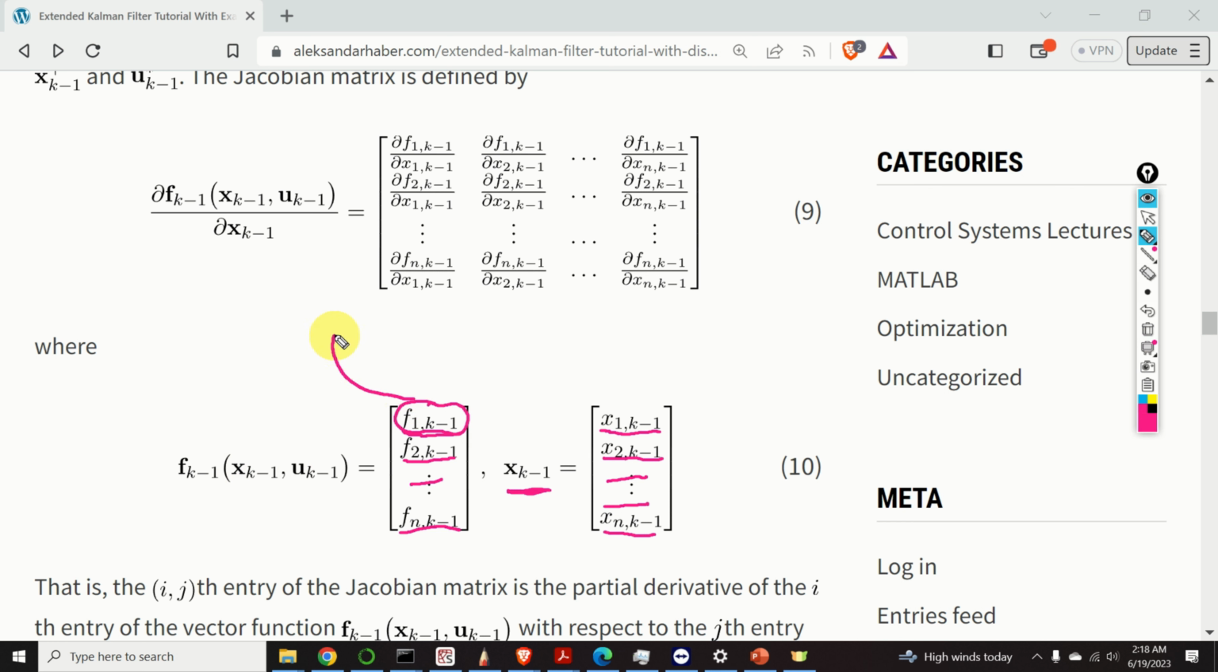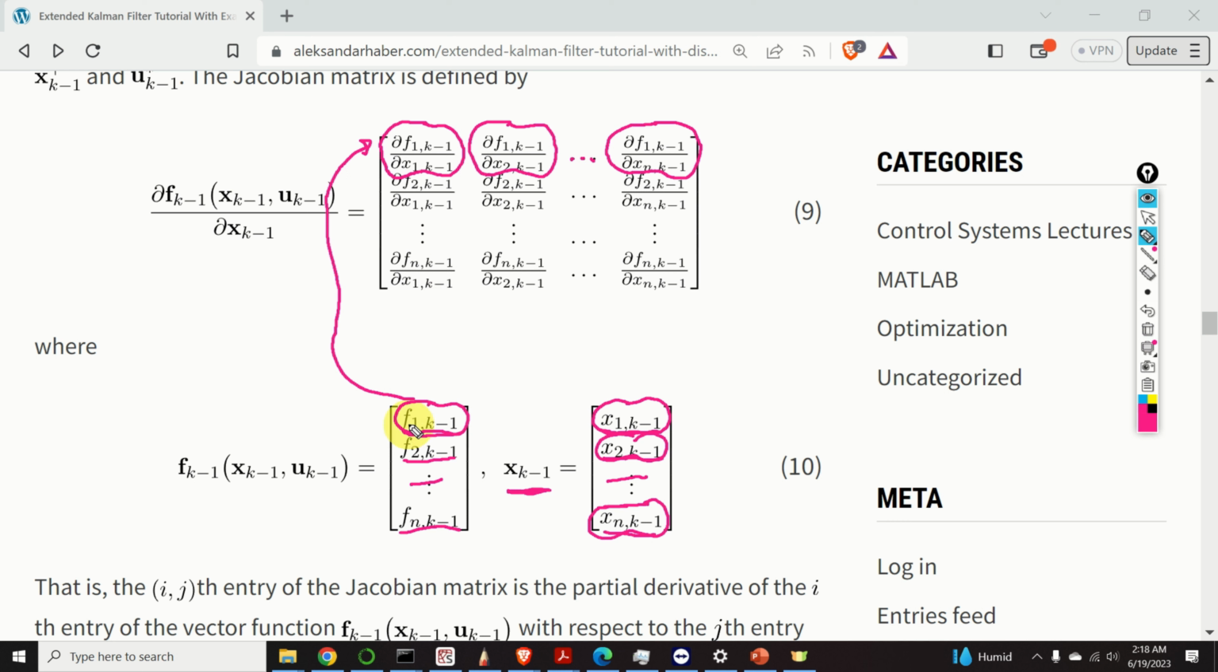We take this scalar function and we first compute the partial derivative of this scalar function with respect to the first entry of our vector x_{k-1}. Then we take again this function and we compute the partial derivative of that function with respect to the second entry. And we repeat this procedure until the end. That is, until we compute the partial derivative of this function with respect to the last entry of our vector, x_n.